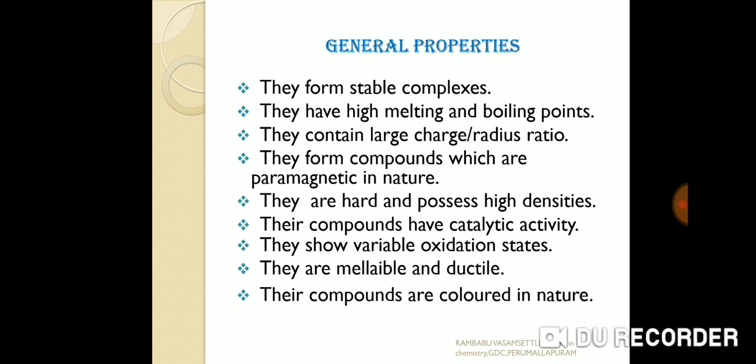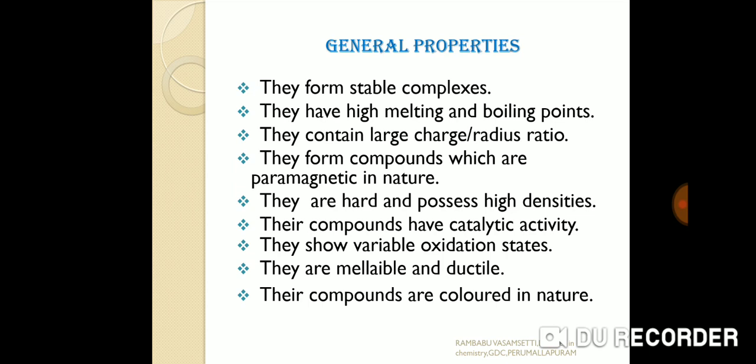For example, in the Haber process, the synthesis of ammonia can be accomplished by a catalyst like iron and then molybdenum. A very famous reaction is the contact process, so the preparation of sulfuric acid can be done by using vanadium pentoxide. Like this, so many catalysts are used, these particular transition elements.